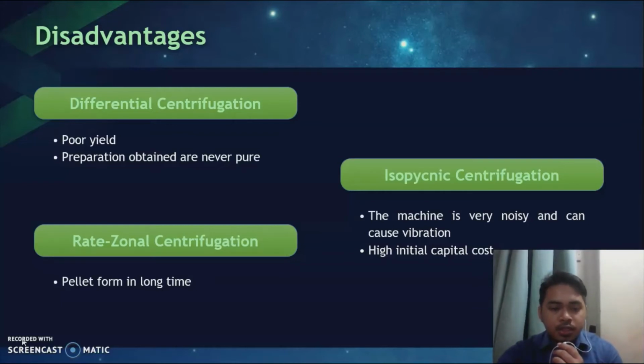if the centrifugation is continued for a long time, all the zones end up as one pellet at the bottom of the tube. For isopycnic centrifugation, the machine is very noisy and can cause vibration. It also has a high initial capital cost. That's all for me. Thank you.